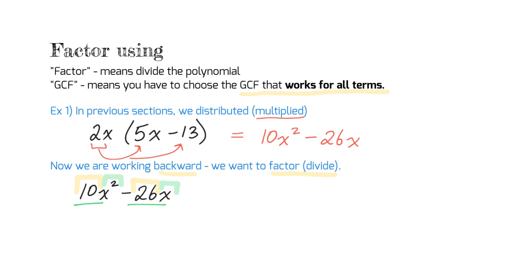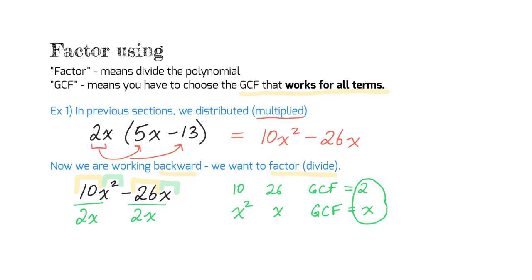So what do 10 and 26 have in common? What would be their GCF? Well, the only number that they have in common is the number 2. Well, what do x squared and x have in common? Again, in this case, the number of x's they have in common is 1 x. So that means my GCF, the total thing that I'm going to divide by, is 2x. Notice that's exactly what happened in the example above.